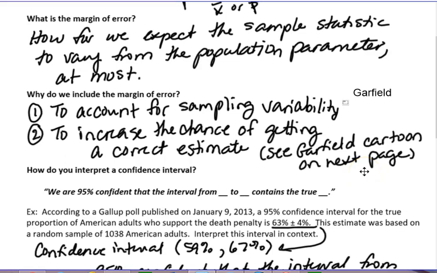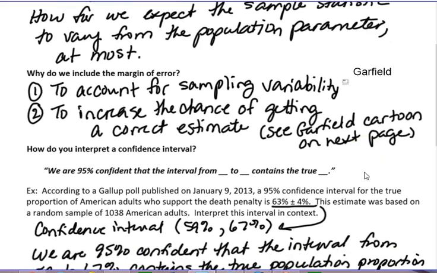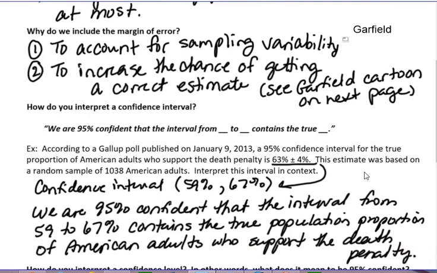So how do we interpret this in the context of the problem? We are 95% confident that the interval from 59 to 67% contains the true population proportion of American adults who support the death penalty. Okay, that is a very good statement of what the confidence interval is. Now I want to point out some of this language. We're confident that our interval contains the true population proportion.